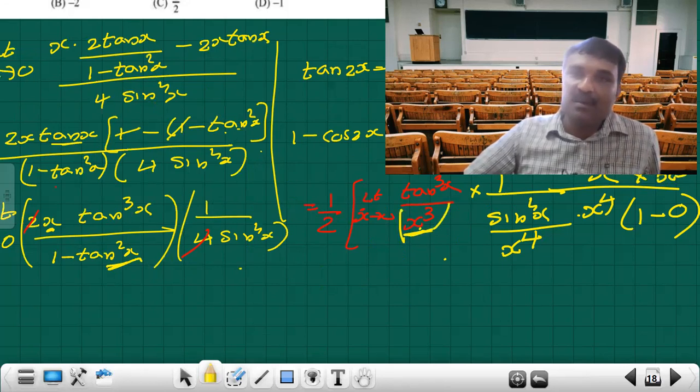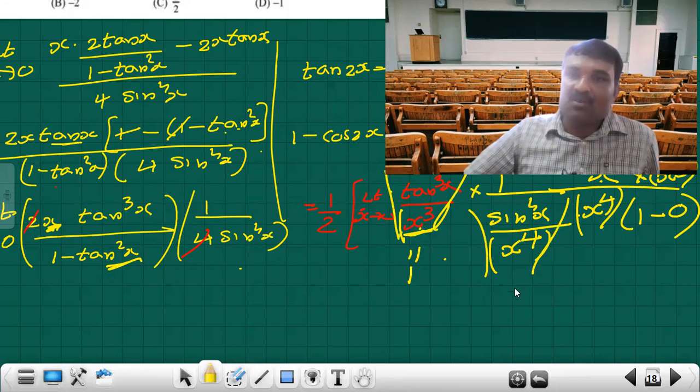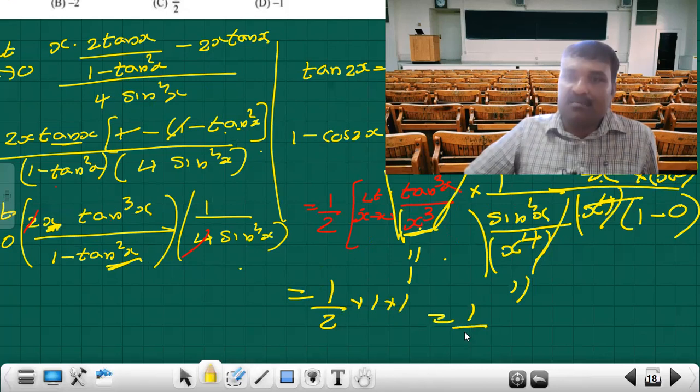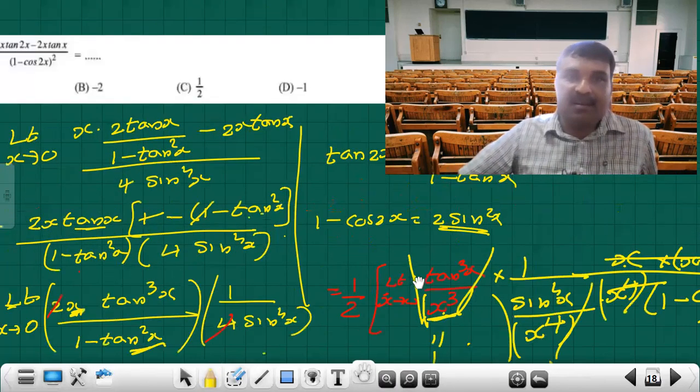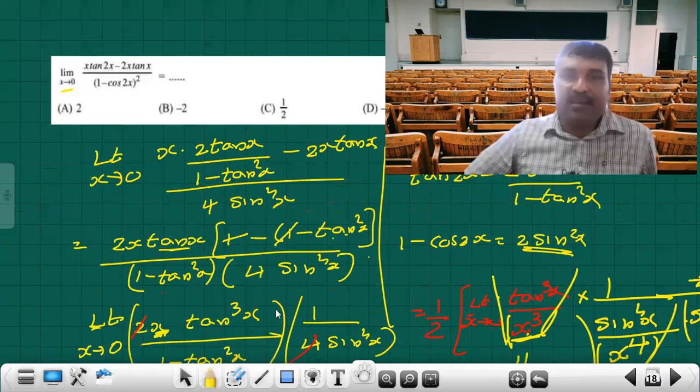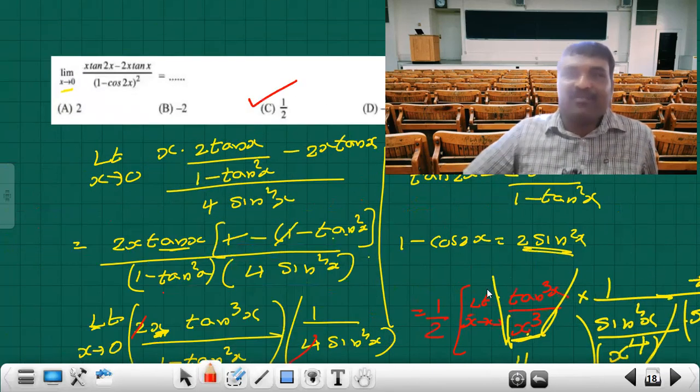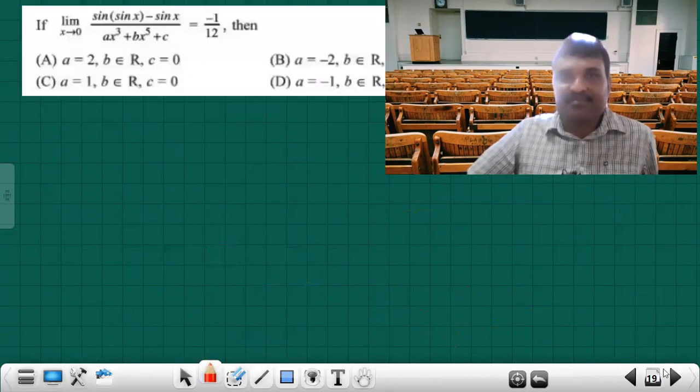So this x cube and this will cancel. This x raised to 4 and this x raised to 4 will cancel. There is one x already here. So the value of this limit is 1. The value of this limit also is 1, now numerator x raised to 4, here also x raised to 4. So the answer is 1 by 2 into 1 into 1, that is equal to 1 by 2. So 1 by 2 is correct. This option is available, option C. That's a very, very simple question, right?